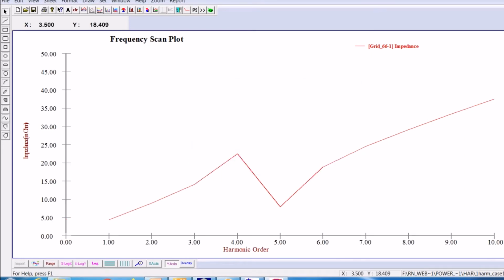Now you can see that actually at the fifth harmonic at the grid bus, the impedance is minimum. This impedance minimum means that there is a series resonance condition happening there. That is why the impedance has become minimum.